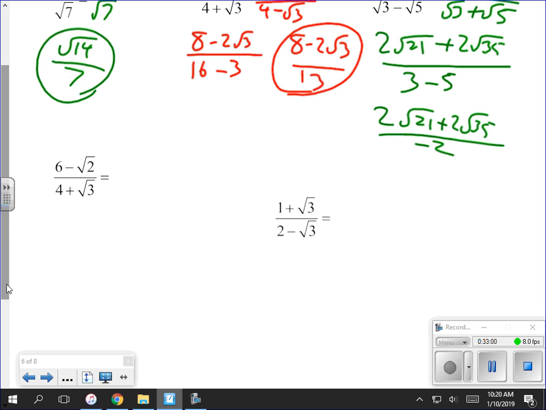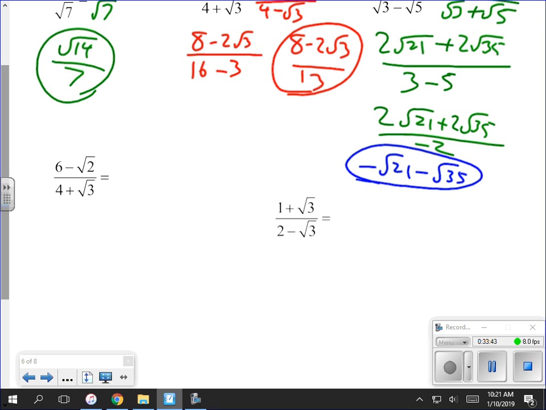I can simplify this one. Everything, and it has to be everything, is divisible by 2. 2 root 21, 2 root 35, minus 2 in my denominator. Actually, technically divide them all by negative 2, because I want to make this a 1 in my denominator to get rid of my denominator altogether. Because I have the 2 out front, and the 2 out front, and the 2 down here. They're all divisible by 2. Divide everything by negative 2. You get negative root 21 minus root 35. And that's your final answer.